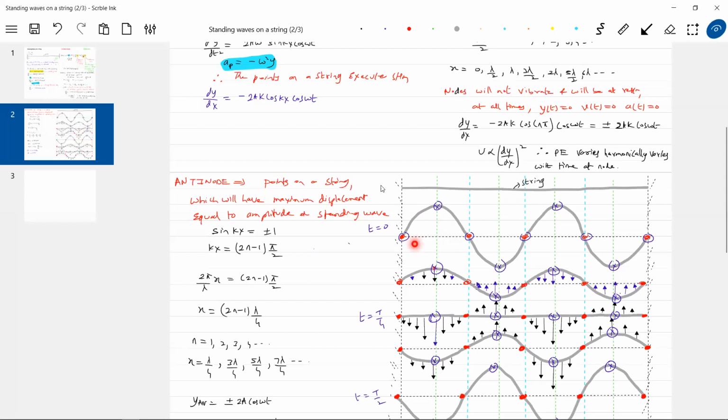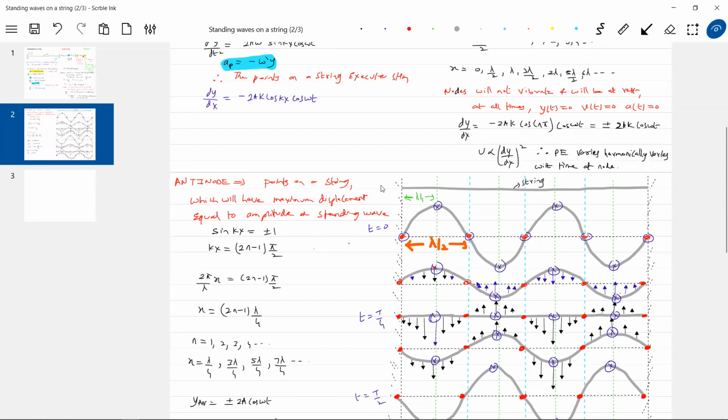So therefore, I'll call this lambda by 2. This is very important. And what about this distance? This will be lambda by 4. The distance between adjacent node and antinode will be lambda by 4. The distance between adjacent nodes will be lambda by 2. Like that, on a string we will get node, antinode, node, next antinode. Again, the distance will be lambda by 4. So where will the next node be located?